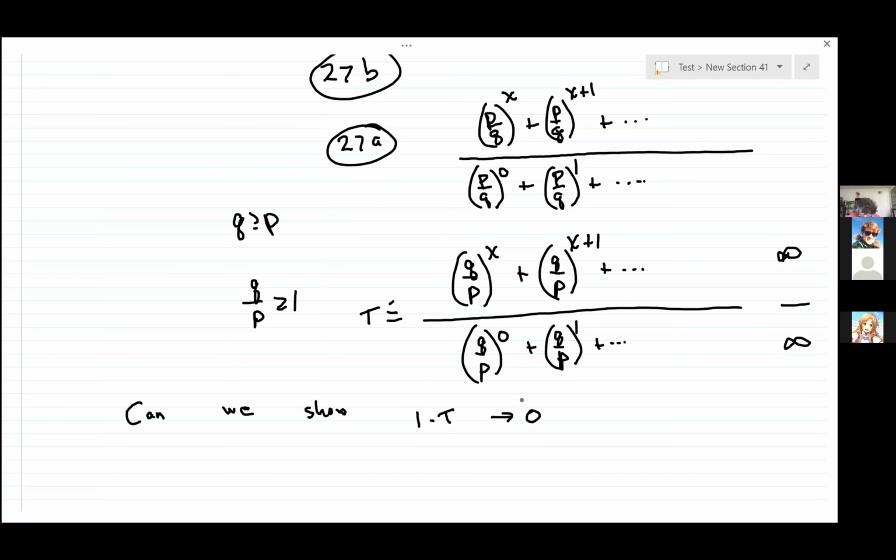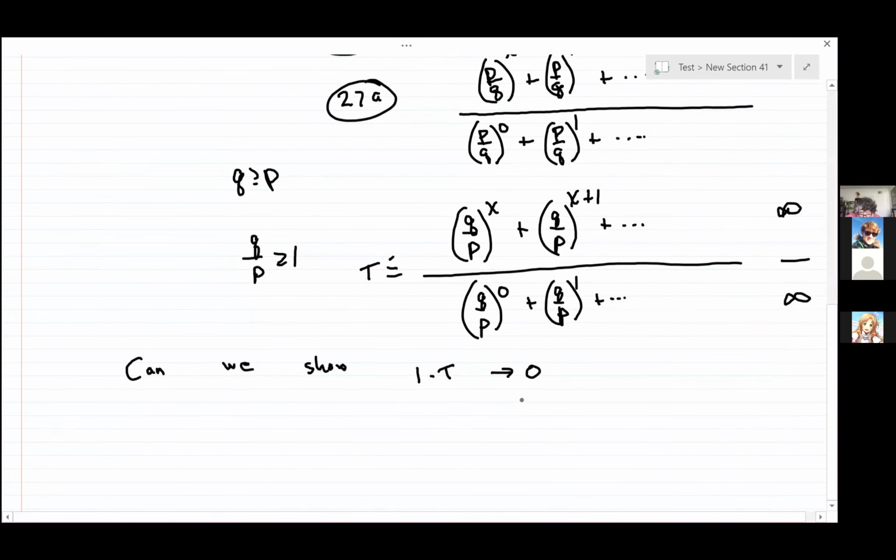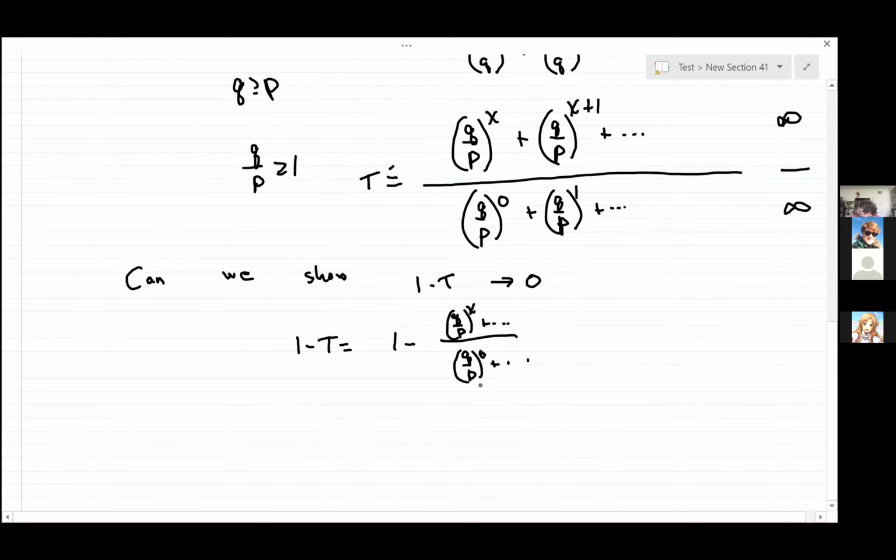How about let's try this idea still since we're here. What would 1 minus this look like? 1 minus t would look like 1 minus this quantity, and Q over P to the X here, etc., and Q over P to the 0th power, and so forth. If you took that difference, you could do the common denominator, which would just be this. So what would you have upstairs? That might work. Let's keep at it.